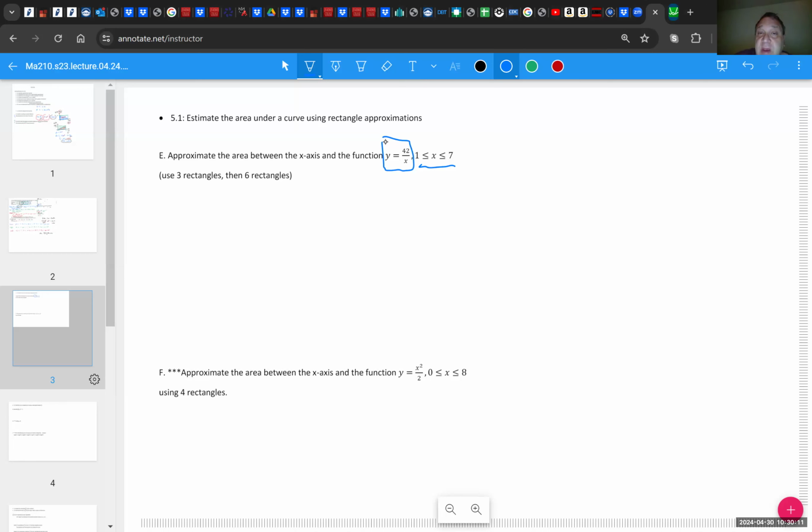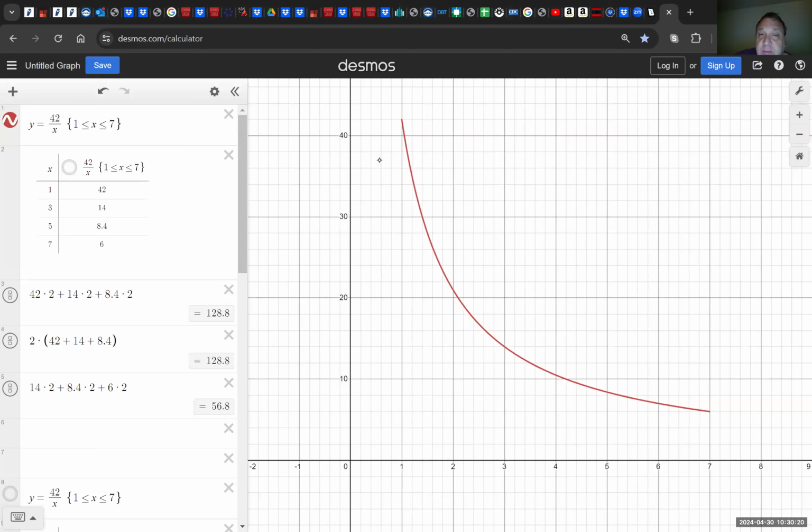So on Desmos, I graphed this function, and I restricted the domain from 1 to 7. So that's this function right here. You can see when x equals 1, the y value is 42. That's because 42 divided by 1 would be the y value of 42. And at the other endpoint, we have x equals 7, and that corresponds to a y value of 6 because 42 divided by 7 is equal to 6. And we're looking for the area under this curve and above the x-axis.